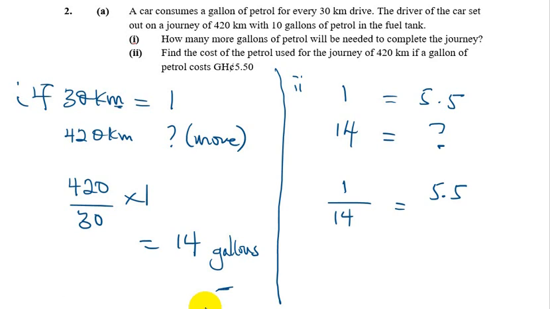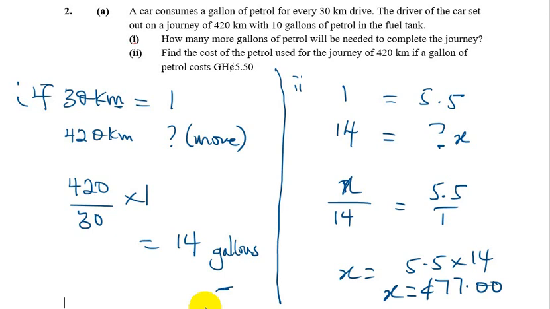Is it clear? Then from there, if we put a variable x here, the x will come here when we cross multiply. So we are going to get x being equal to 5.5 times 14. Then we are going to get x being equal to 77 Ghana cedis. So 77 Ghana cedis will be able to take the car on a 420 kilometers drive. That is for the A. Now let's get to the B.